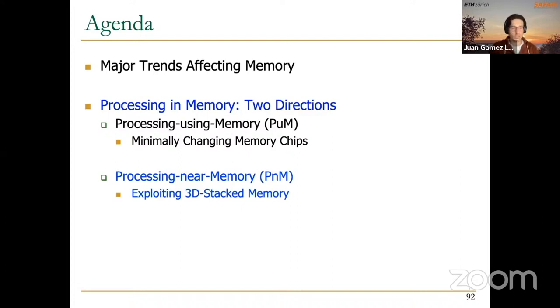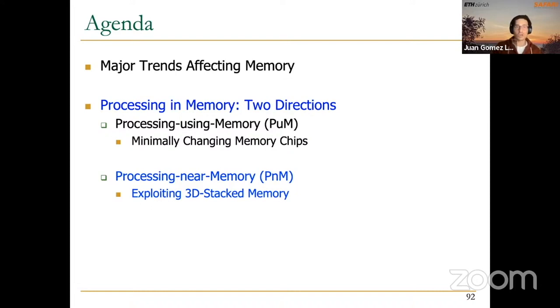What I have explained for DRAM is not the only type of processing using memory. Non-volatile memories, for example, do processing using memory in a very similar manner. In some cases it is a digital manner, and in some other cases, they perform analog computation. And as I said, we will talk more about non-volatile memories in a future lecture as well.